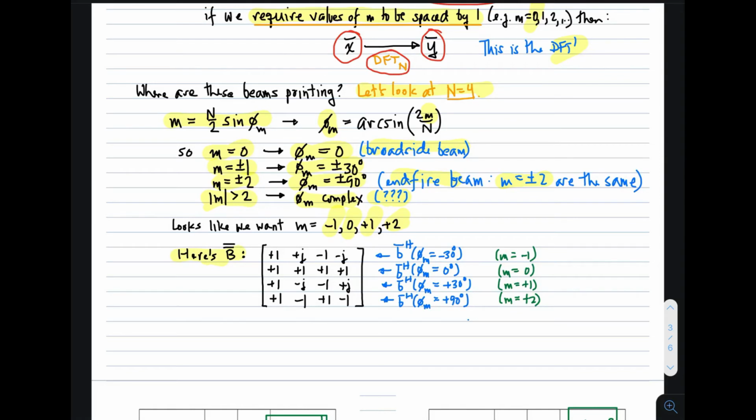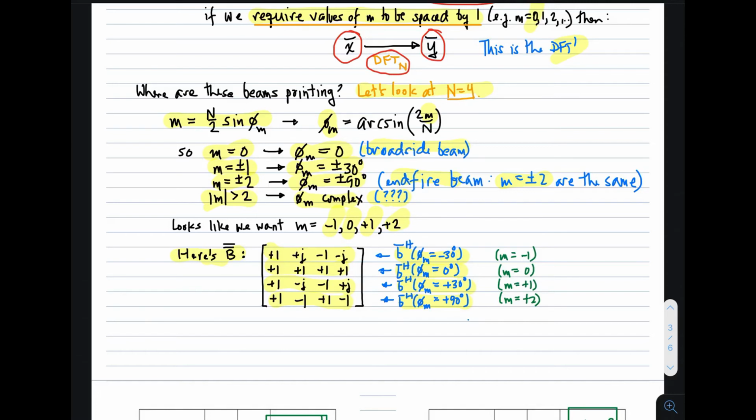Here is the beam-forming matrix we get. And an excellent exercise is for you to confirm that this is the matrix you get as well. The beam-forming matrix is simply all 1s for the first column, then a combination of 1s and j's with various signs for every other element in the matrix. This first row corresponds to the pointing at -30. The second row corresponds to the pointing at 0. The third row corresponds to the pointing at +30. And the fourth row corresponds to the pointing at +90 in this particular scheme.